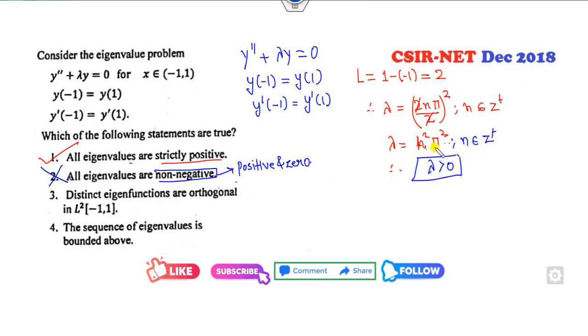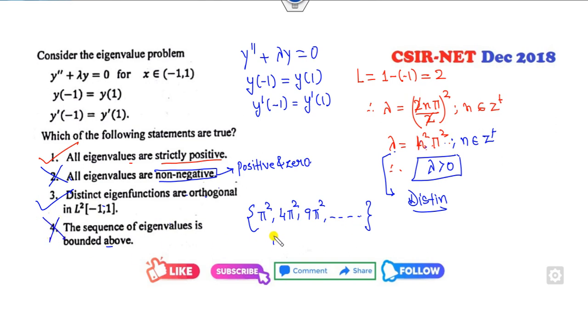Since n is a positive natural number, each of the eigenvalues is distinct. Fine. These are distinct eigenvalues, and distinct eigenvalues are orthogonal to each other. What is the sequence of the eigenvalues? It's pi square, then 4 pi square, then 9 pi square, and so on. Is it bounded above? No. It is bounded below, but unbounded above. So this option is cancelled. The right options are A and C, my correct options.